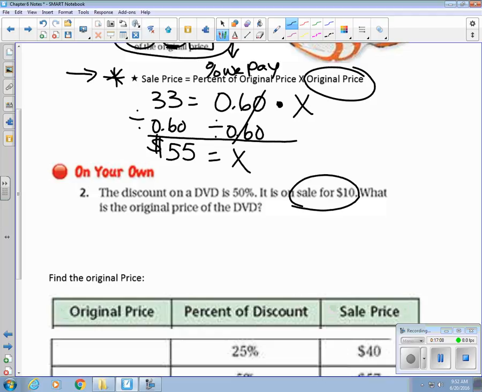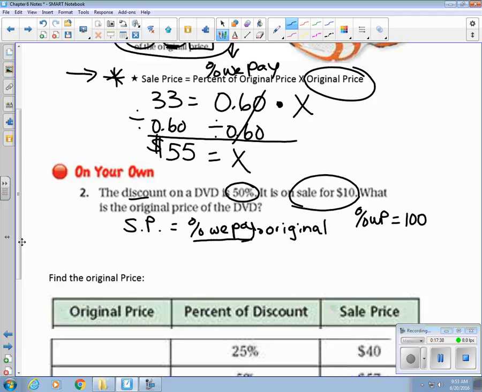So I'm going to start with that little equation. Sale price is equal to the percent that we pay times the original amount. Okay? We've got to figure out the percent we pay. All right? And how do we do that? The percent we pay, WP, always starts with 100%. And they're telling us that it's a discount of 50%, so we can subtract 50%. So 100% minus 50% is equal to 50%. So we're only going to pay 50% of the original.